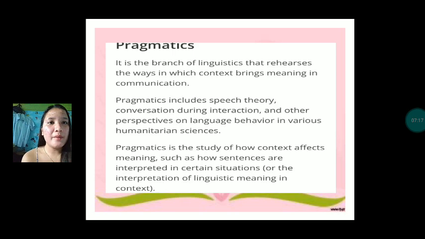Pragmatics. It is the branch of linguistics that studies the way in which context contributes meaning in communication. Pragmatics includes speech act theory, conversation during interaction, and other perspectives on language behavior in various humanitarian sciences. Pragmatics is the study of how context affects meaning, such as how sentences are interpreted in certain situations or the interpretation of linguistic meaning in context.